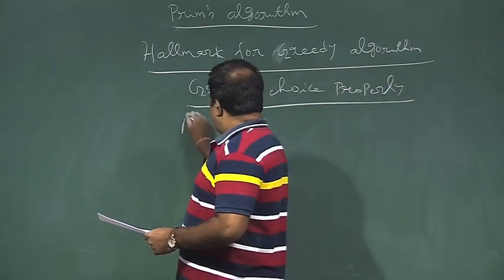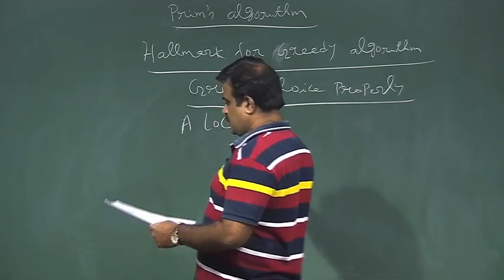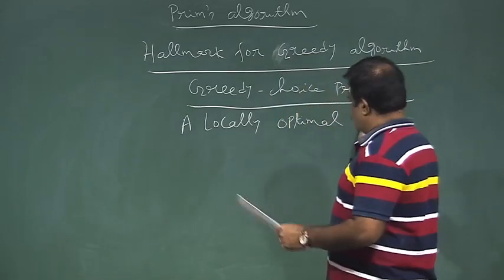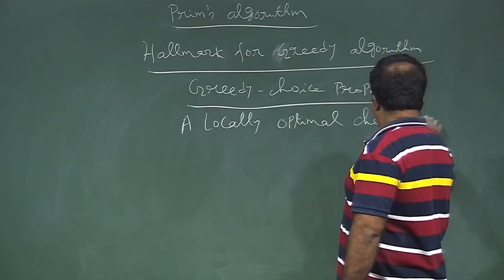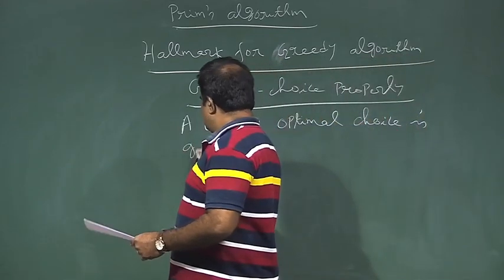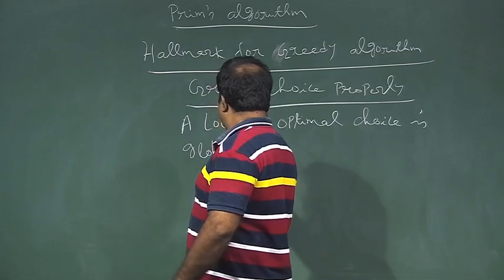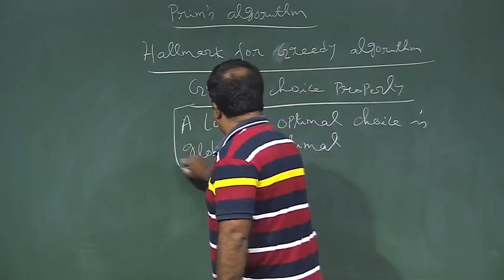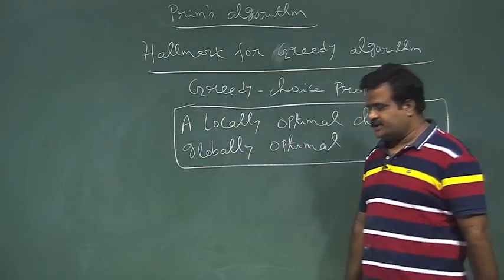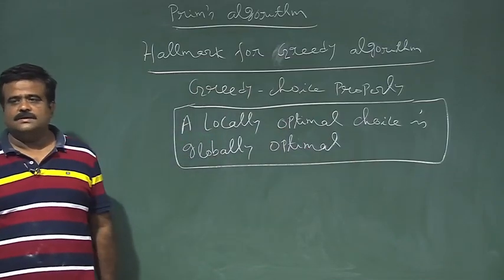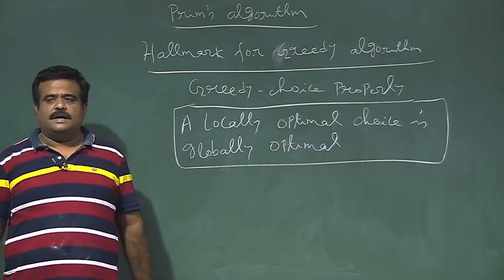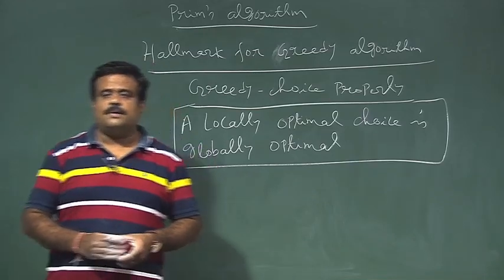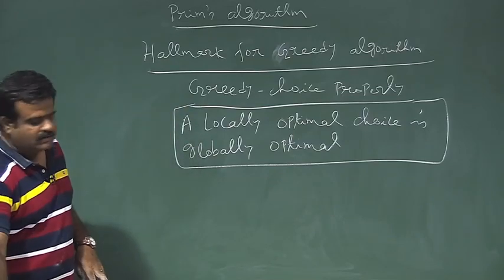A locally optimal choice is globally optimal. Okay, so this is the hallmark for greedy. It is telling us a locally optimal choice, the greedy choice basically, is globally optimal. So Prim's algorithm is a greedy algorithm.